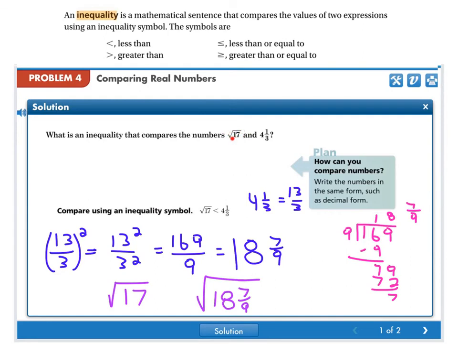If you're not using a calculator, it's going to be difficult for you to square root this. You know that this is a little more than 4 because the square root of 16 is 4, but is that going to beat this or not? So what I've done here is turn this into an improper fraction, and then I squared it.